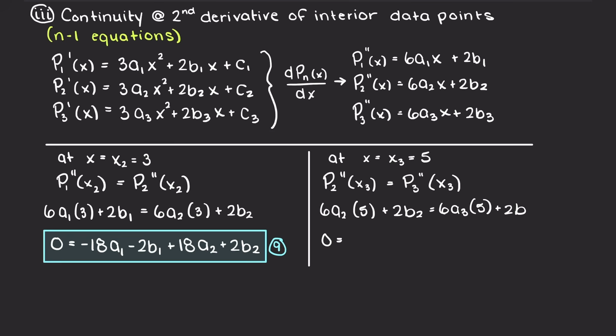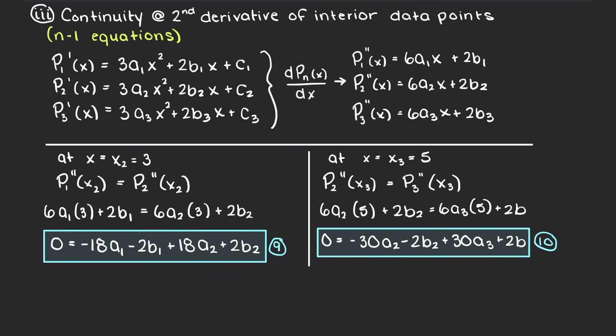Therefore, we will again take the derivative of our first derivative, p2 and p3 functions we found earlier, and evaluate them at x equals x3, which is 5. And again, just rearranging and putting everything to one side, it results in this equation. Now, as you can see, we have 10 equations and are only missing 2.